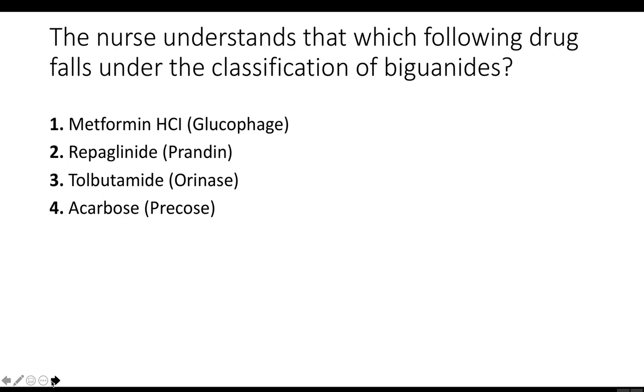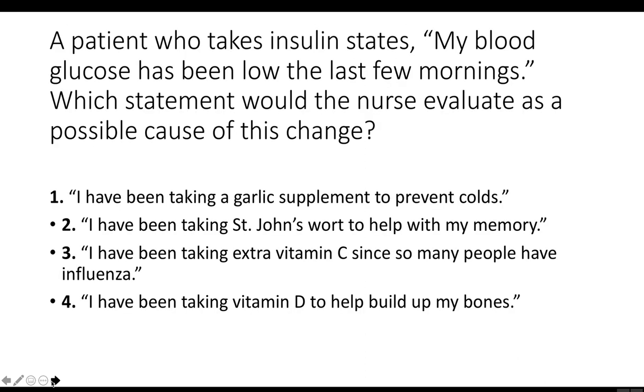Metformin is the only drug that falls within the classification of the biguanides. And then finally, the answer to this one is 1. Garlic can potentiate the hypoglycemic effects of insulin. So you need to be very careful and make sure you teach your patients, especially those of us who love our garlic. If we had to take insulin, we would need to make sure that we didn't take too much and that we were aware that it could potentiate or make the effects of it stronger.